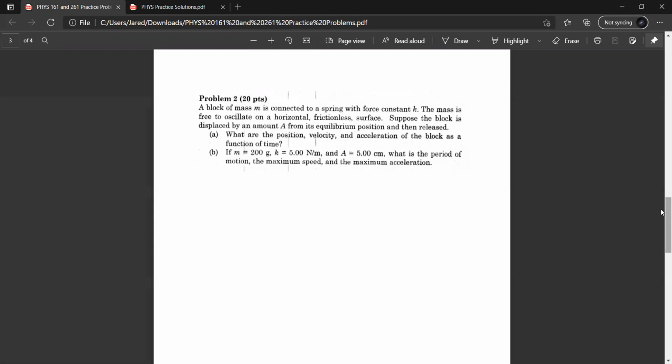Part B, if m is equal to 200 grams, k is equal to 5 newtons per meter, and a is equal to 5 centimeters, what is the period of motion, the maximum speed, and the maximum acceleration?